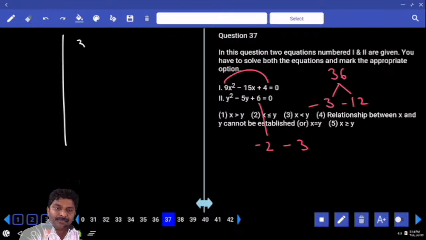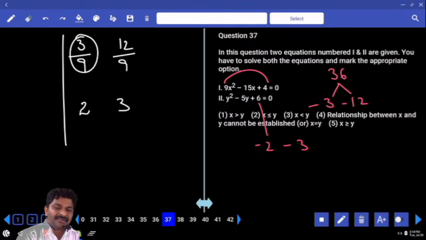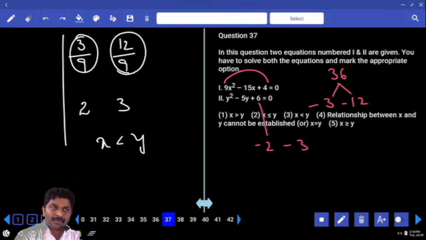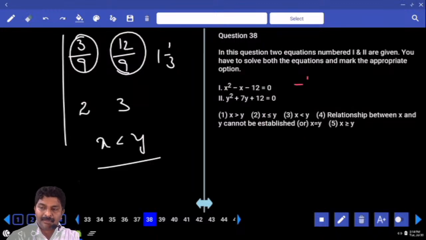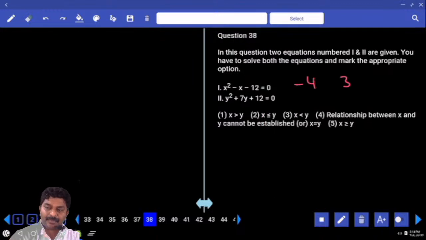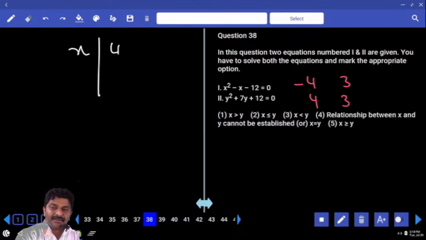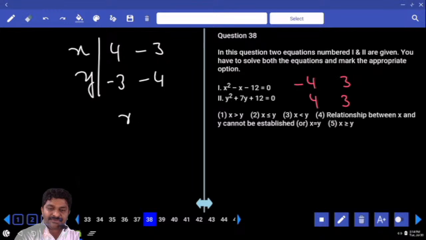Then factors are 3 and 9, and then 12 and 9, and then 2. This is less than 1, x is less than y condition. The combination is minus 4, plus 3, and here it is plus 4, plus 3. X factors are 4, minus 3, y factors are minus 3, minus 4. X is greater than or equal to y.